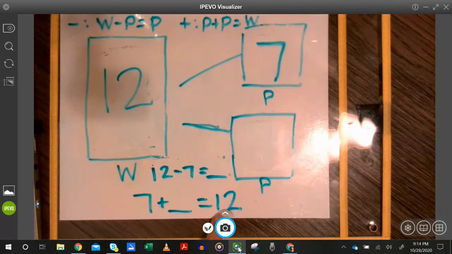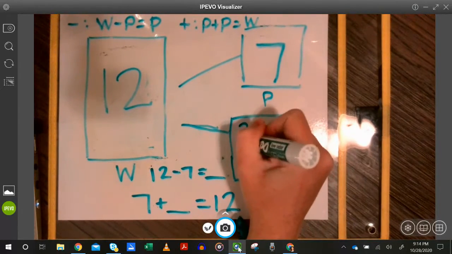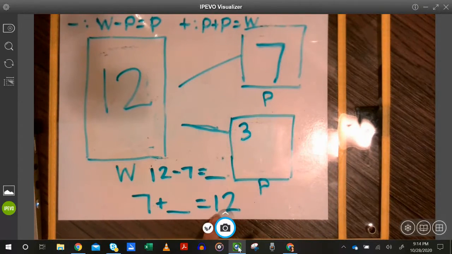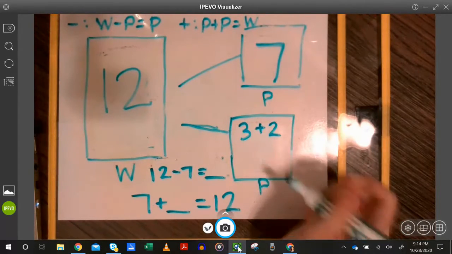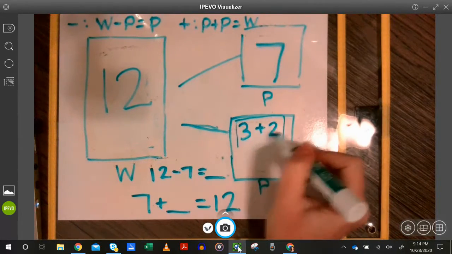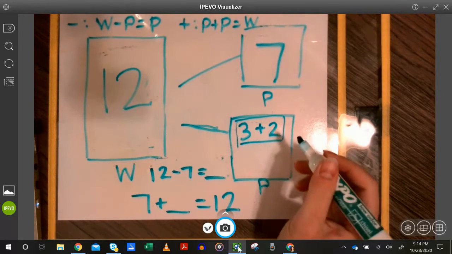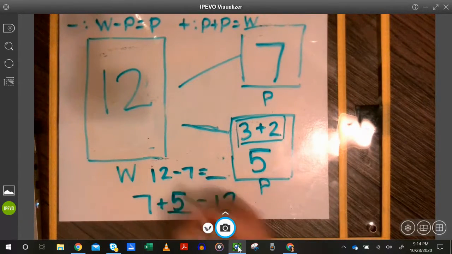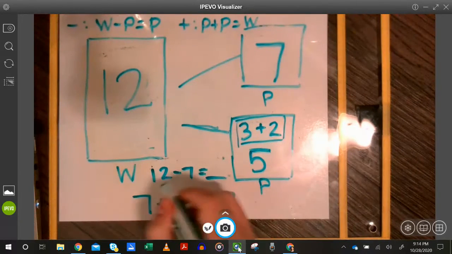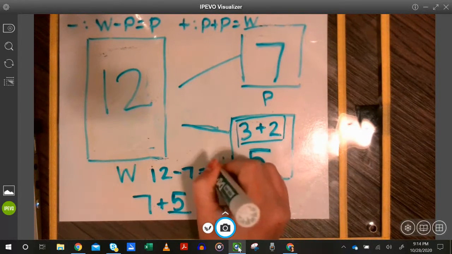Let's think about what 12 means. 12 means a group of 10 and 2 more. How do we turn 7 into a group of 10? We would add 3. But this isn't just a group of 10, it's a group of 10 and 2 more. So our missing part is 3 plus 2. What's 3 plus 2? It's 5. So 7 plus 5 is going to be 12, which means 12 minus 7 equals 5.